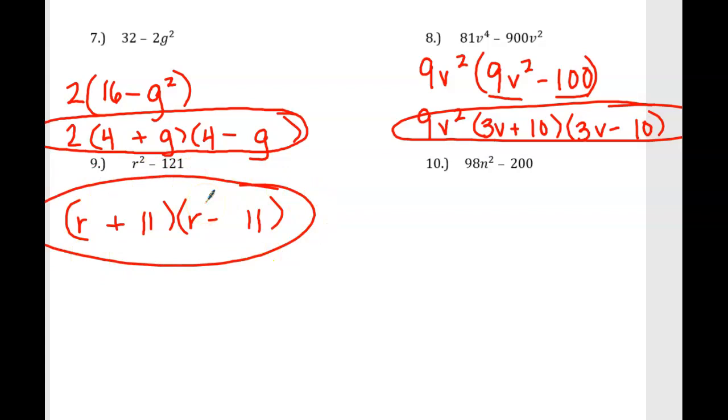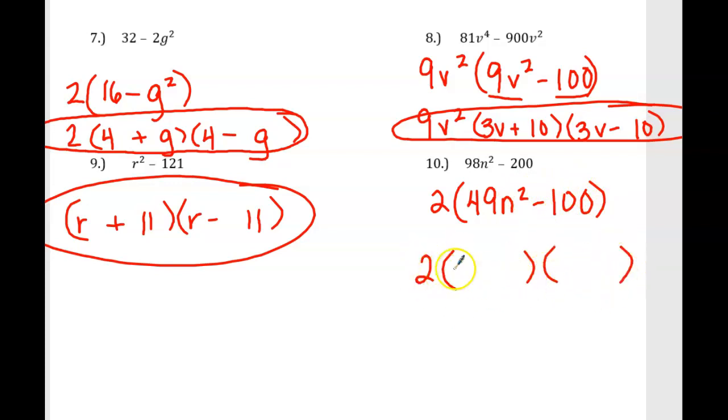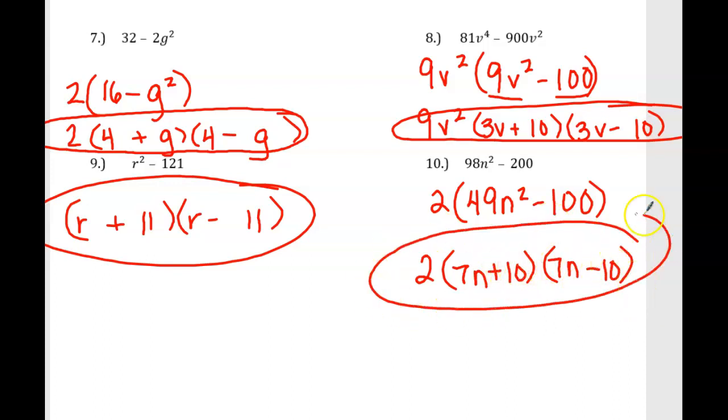All right. Number 10, we're going to factor out the greatest common factor, which is 2. So this would be 2 times 49n squared minus 100. And what's left inside the parentheses would both be perfect squares. So the square root of 49 is 7n here. So we have 7n times 7n would give us that 49n squared. And then 100, the square root is 10. So it would be plus 10 and minus 10.